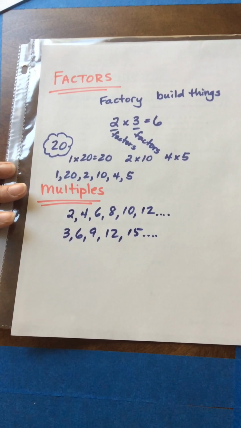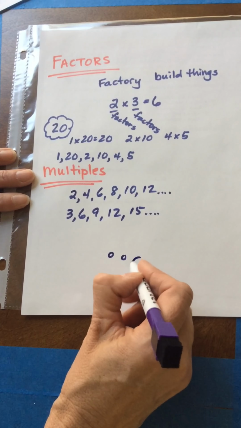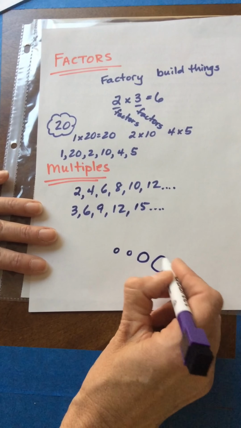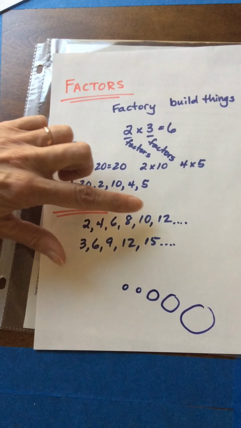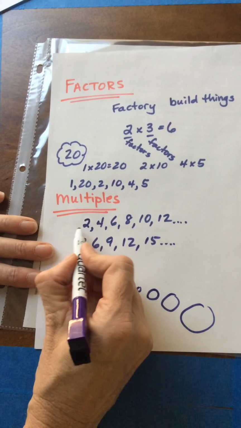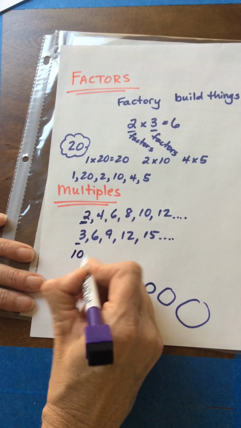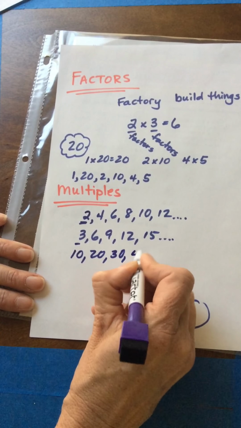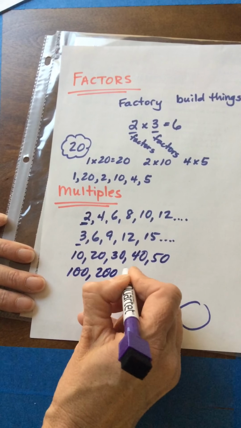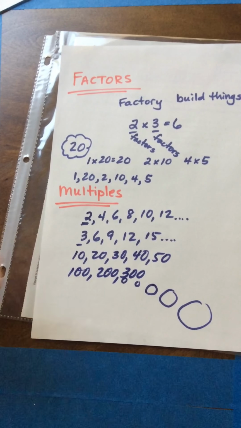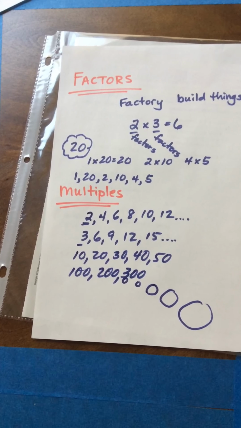Multiples grow. Think of a snowball. What happens when the snowball starts rolling downhill? It gets bigger and bigger and bigger. That's what multiples do. 2, 4, 6, 8, 10, 12. They're all multiples of 2. Can you have big multiples? Yeah. 10, 20, 30, 40, 50. How about 100, 200, 300? All multiples, okay? You can skip count by whatever number you want to. Millions. But they're multiples. They're numbers that grow.